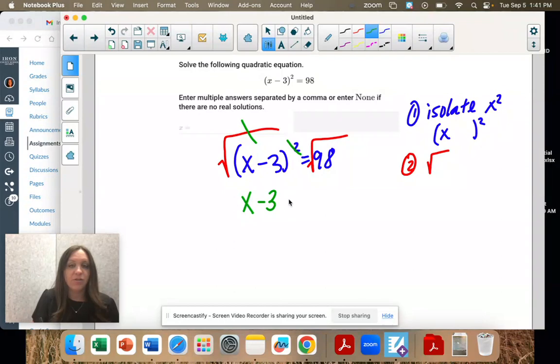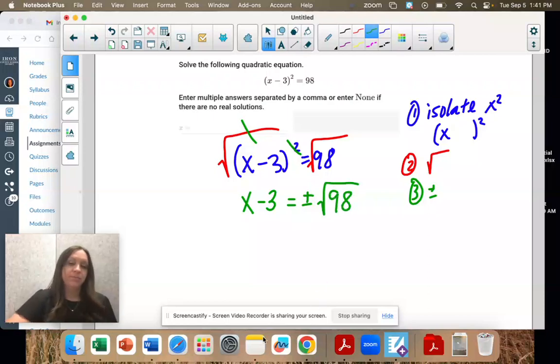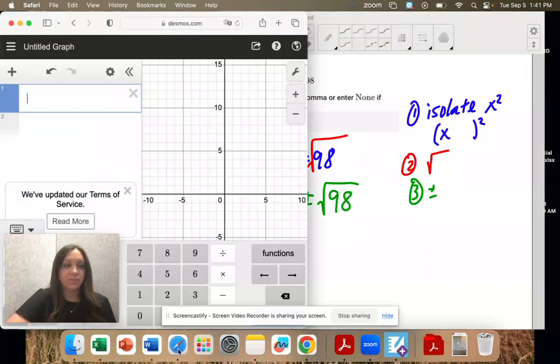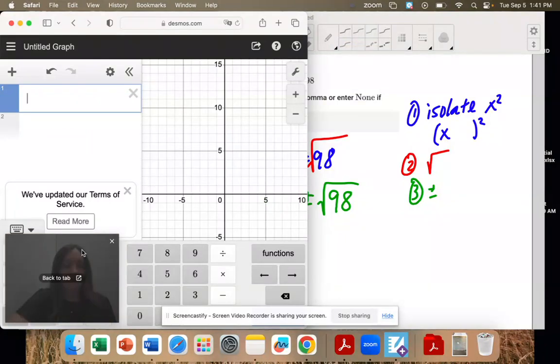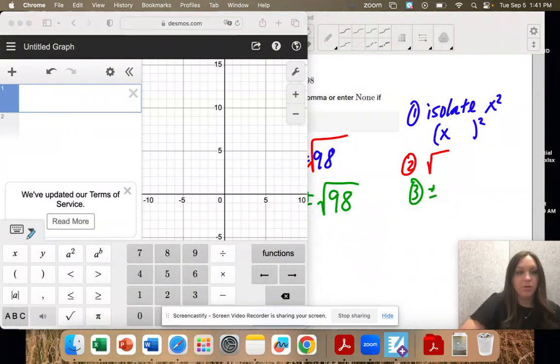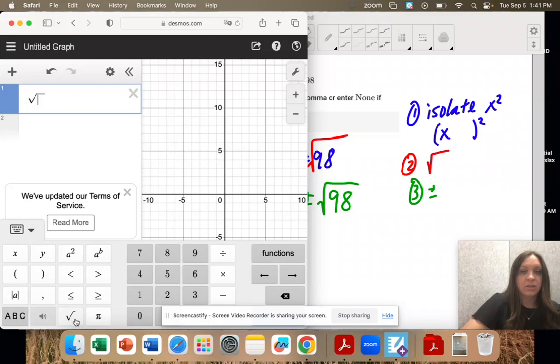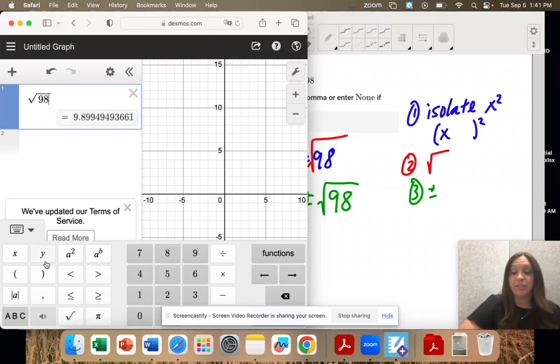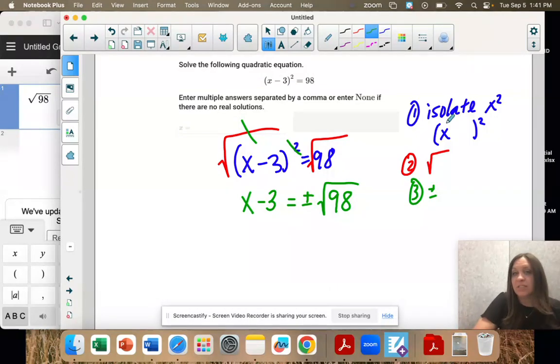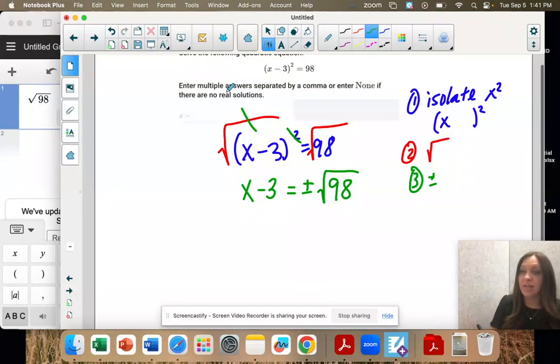So x minus 3, and then we need to add the plus or minus. So I have plus or minus the square root of 98. And from here, the square root of 98 is not a perfect square. It's a decimal. So that means we leave it. This is exact form. It doesn't say round. It's exact form to leave as a square root.